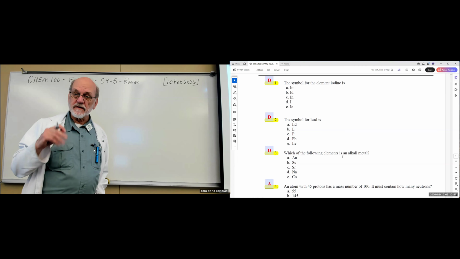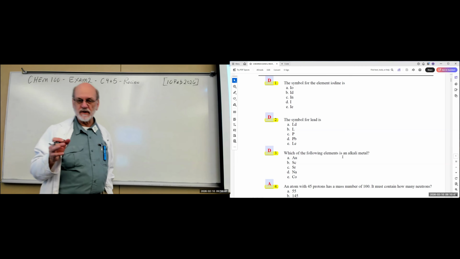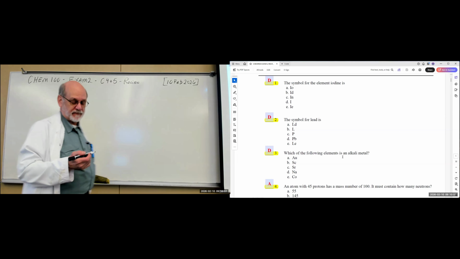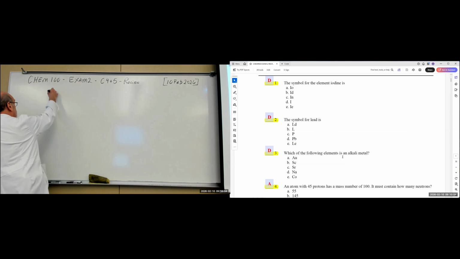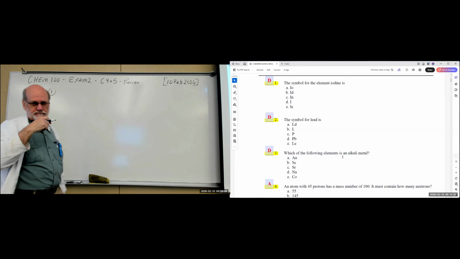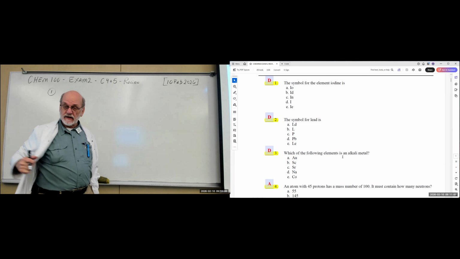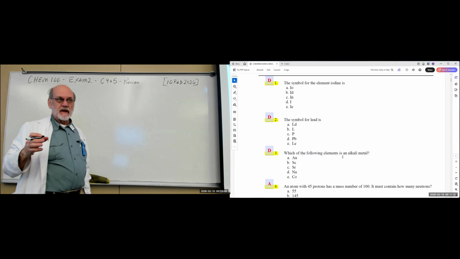We're going to start with symbols of elements and what groups they are in. So number one, the symbol for the element iodine. It's one of those simple ones.